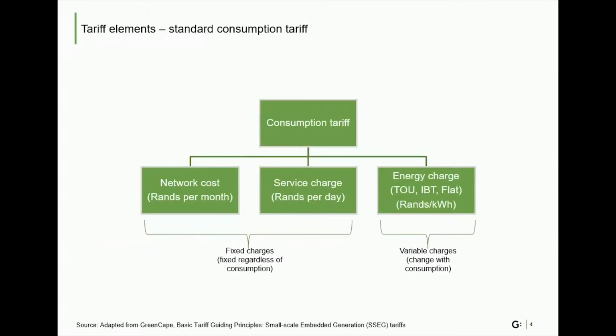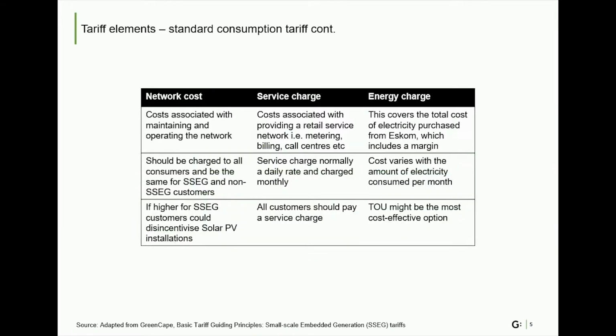A standard consumption tariff includes the following elements: the network cost, which includes costs associated with operating and maintaining the network. Network costs should be charged to all customers and should be the same for SSEG and non-SSEG customers. If network costs for SSEG customers, for example, are higher, this could incentivize solar PV installations.